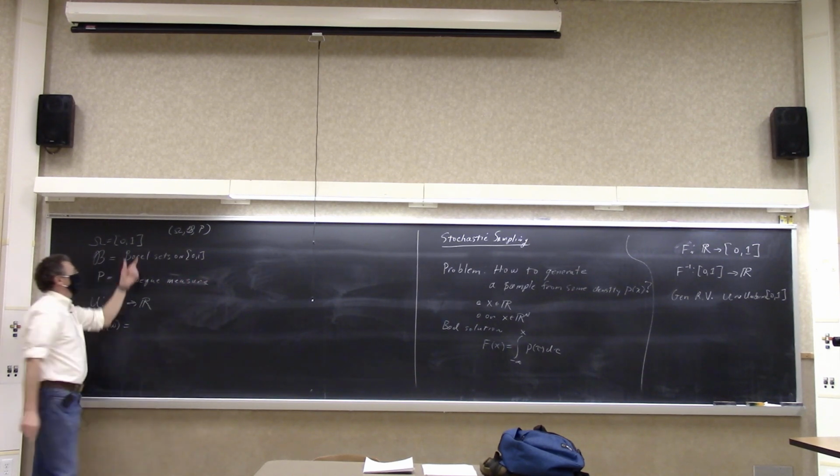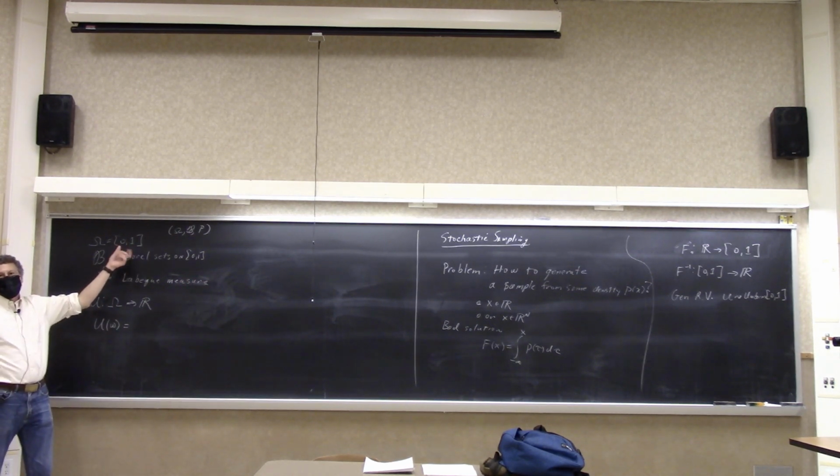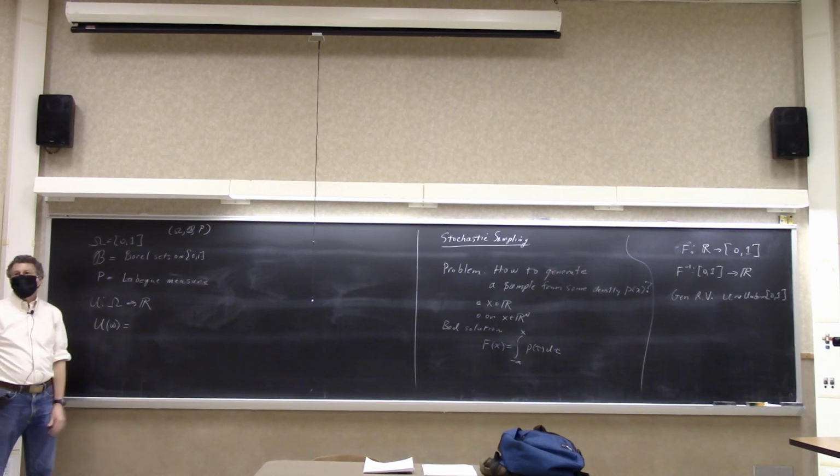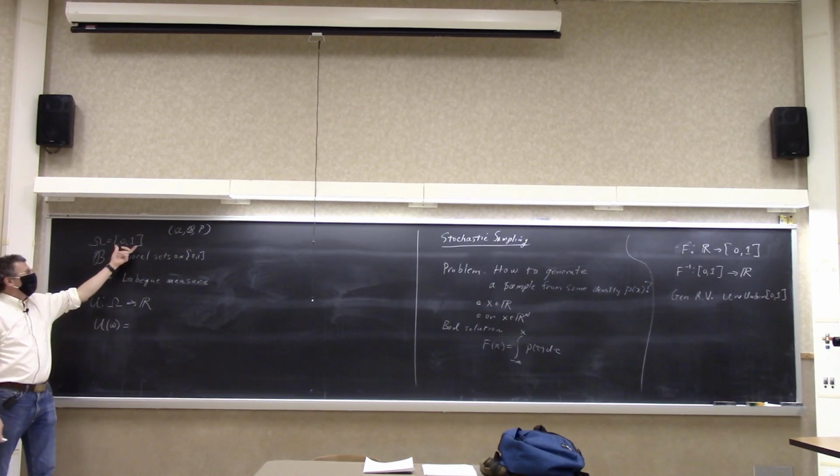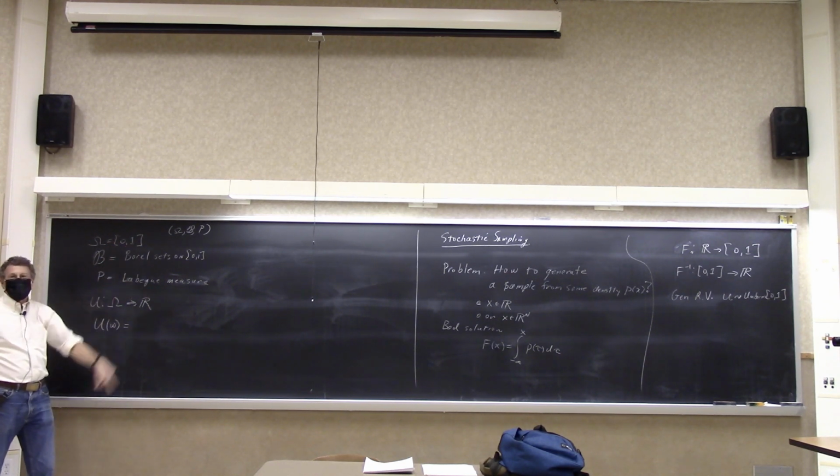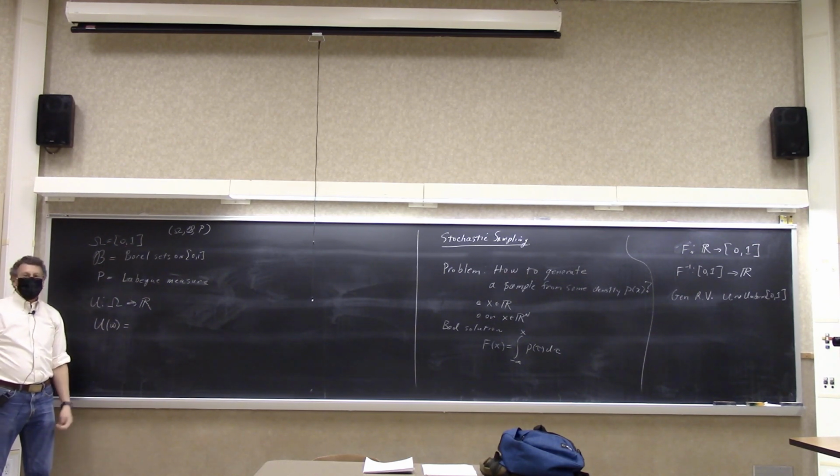The measure of this is 1, so it meets all the conditions, okay? The most important one being that the measure of that is 1, because it's of length 1. If this was a 2, then it wouldn't work. So what do you think the random variable is?